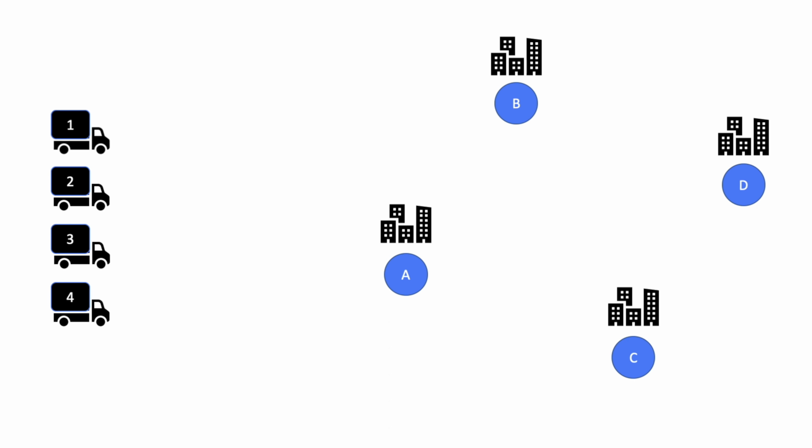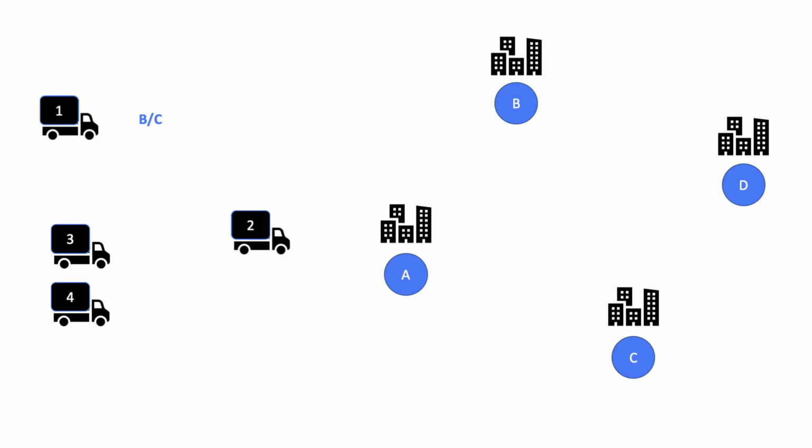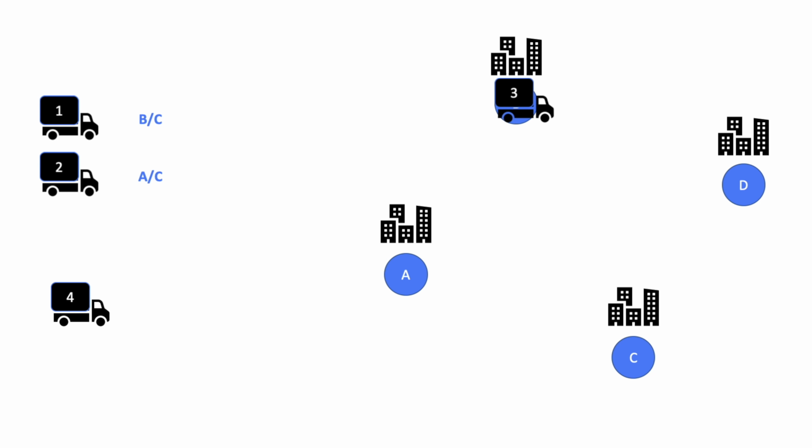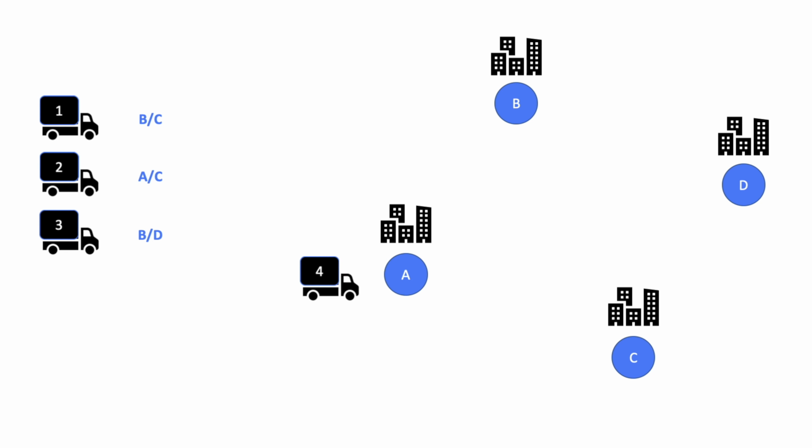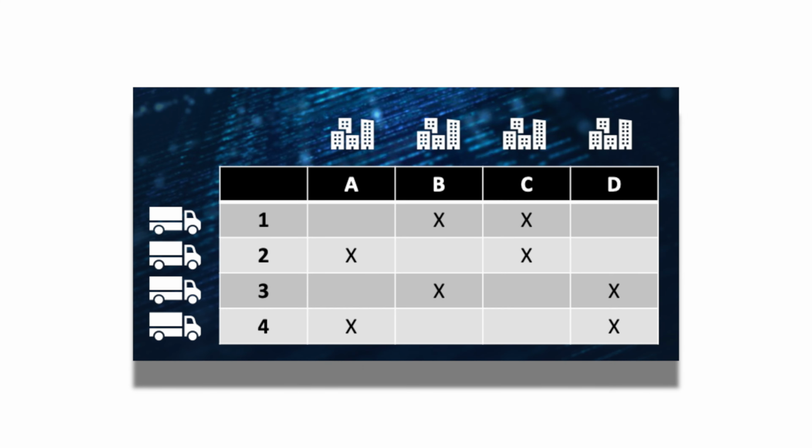Let's look at a small problem of routing trucks to a set of cities. Each of these 4 cities needs to be visited by at least one truck. The trucks have these routes assigned. Truck 1's route visits cities B and C. Truck 2 visits cities A and C. Truck 3 visits cities B and D. And Truck 4 visits cities A and D. We can summarize these routes in a table as shown here.